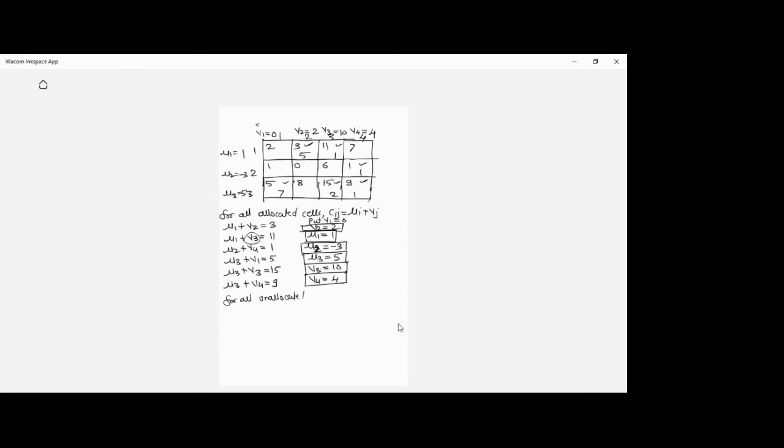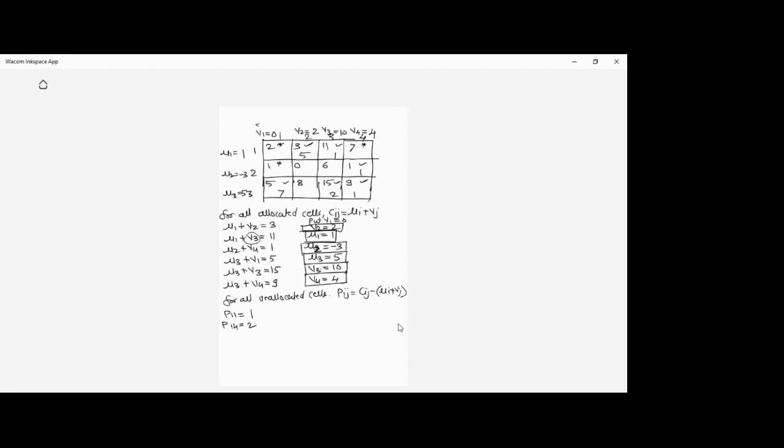The formula is Pij is equal to Cij minus (Ui plus Vj), right? For the unallocated cells, here this is the unallocated cell P11. You can do the calculation in your mind: 2 minus 1 comes out to be 1. Next, P14: 1 plus 4 is equal to 5, and 7 minus 5 is equal to 2, right?